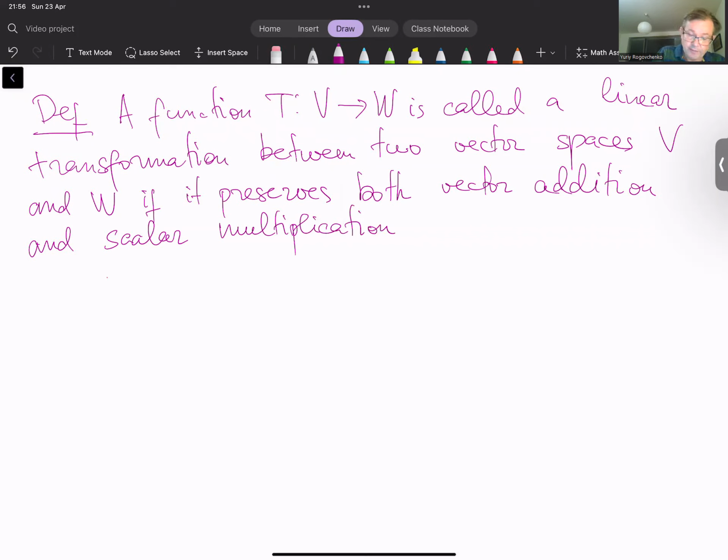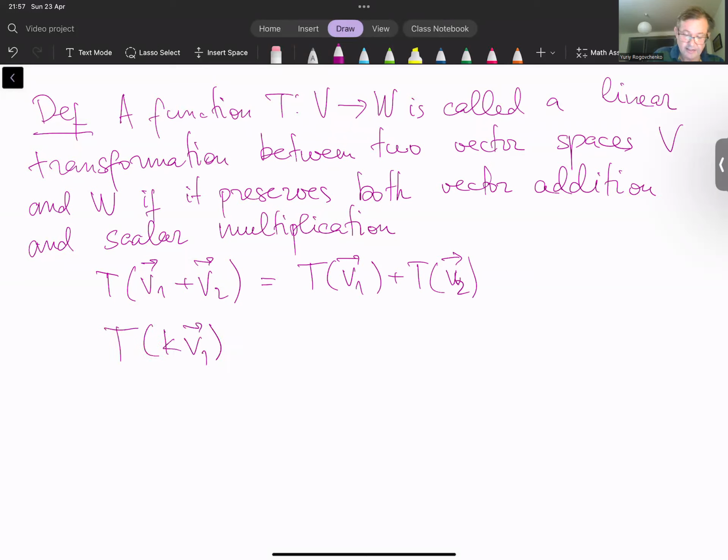Which means that if we apply T to the sum of two vectors v1 and v2, then the result will be the sum of their images in the space W. And likewise, for the multiplication with the scalar, if we take a vector v1 and multiply with the scalar and apply T, then the result will be the scalar multiplying the image of the vector v1 in the space W, and this works for all vectors v1 and v2 from the vector space V.